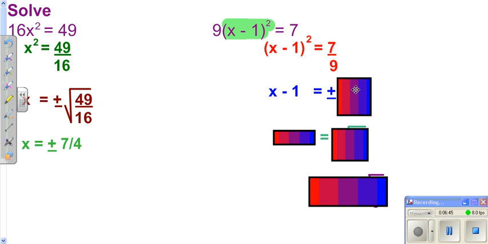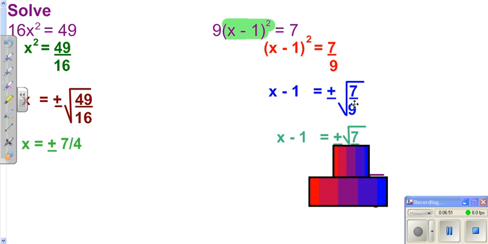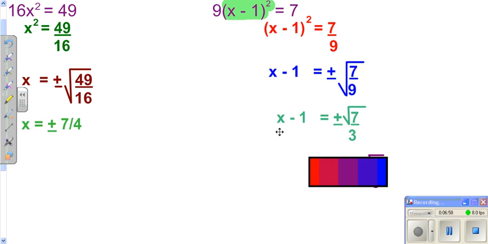Remember your plus or minus, square root of your fraction. So now you can take the square root of the top, which is root 7. Square root of the bottom, square root of 9 is just 3. Now we need to finish getting x by itself, so we'd have to add 1 to get 1 to the other side to get it away from the x. So we get 1 plus or minus root 7 over 3.